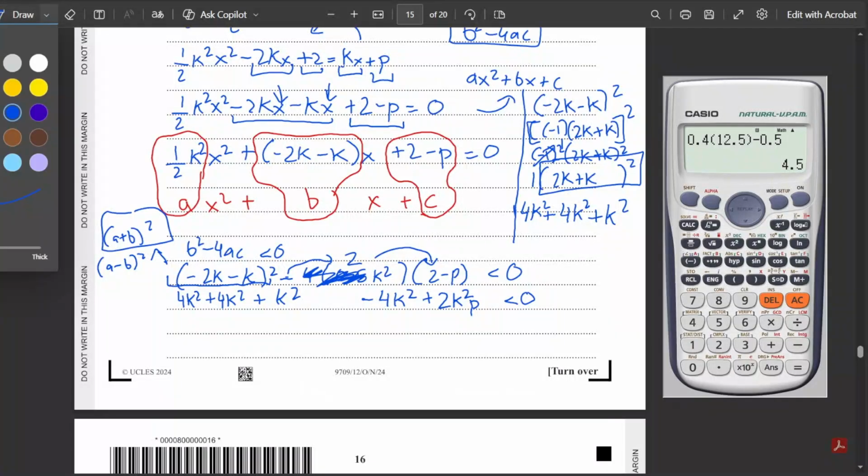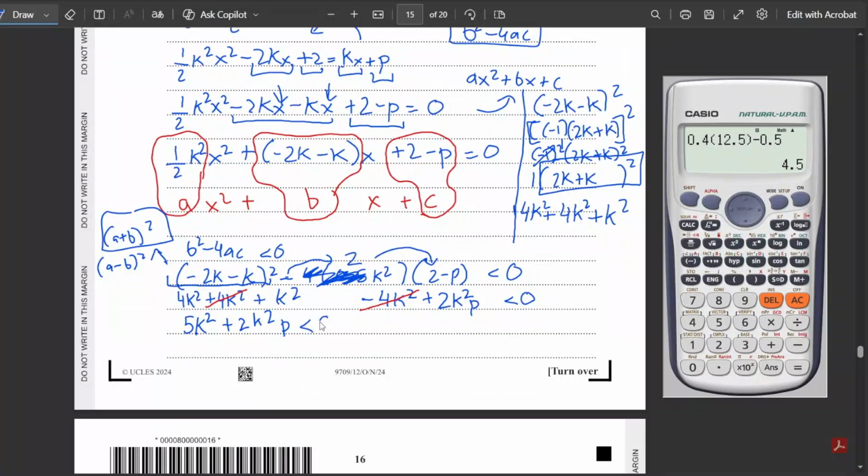Now here's what's going to happen. This is negative 4k squared. This thing can cancel out this thing, and then 4k squared plus k squared is going to give me 5k squared, plus 2k squared p is less than 0. So what I can do is send the 5k squared to the other side. So if I do that, I'm going to get 2k squared p is less than negative 5k squared.